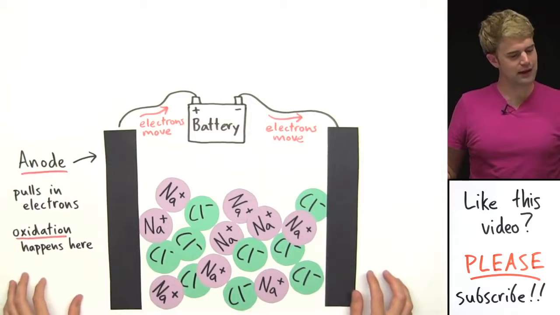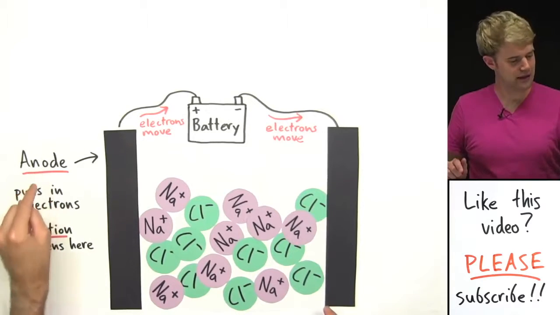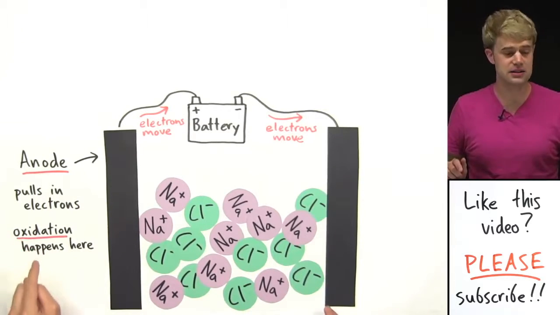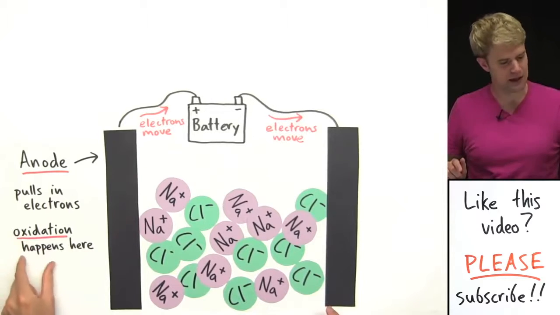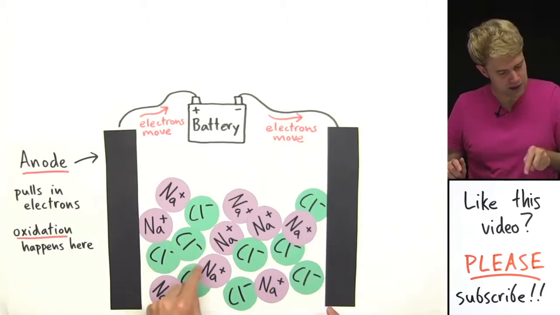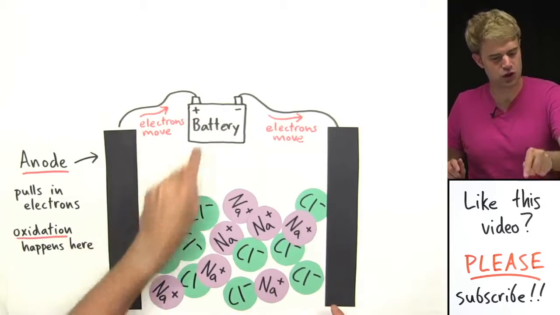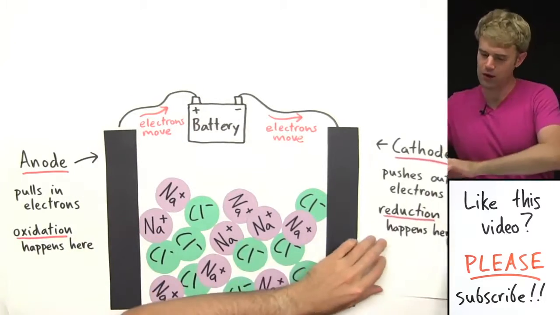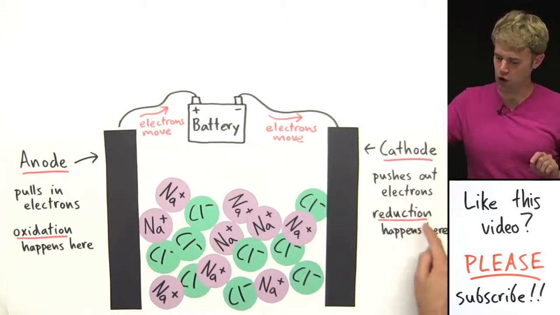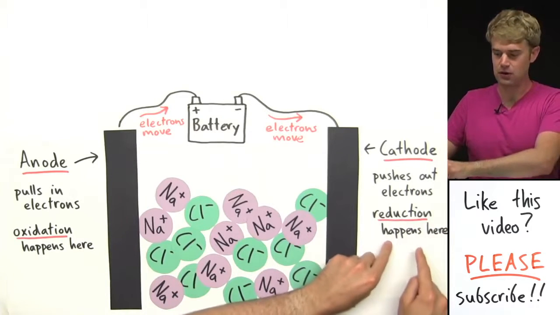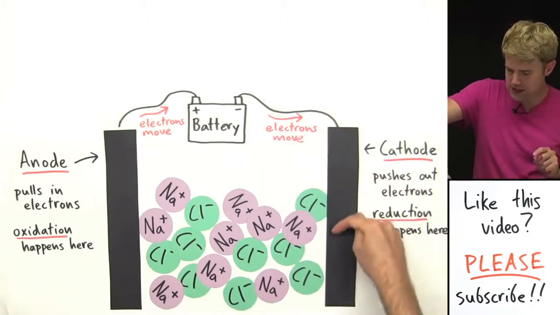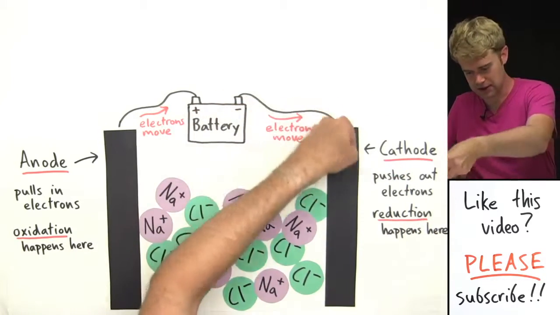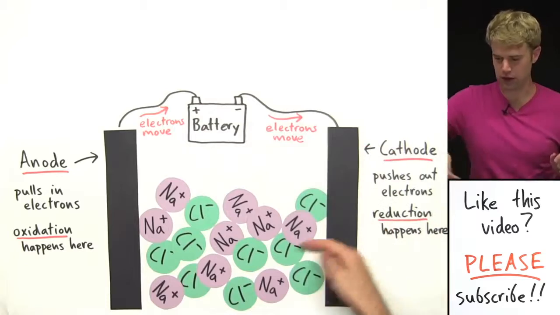The electrode over here we call the anode. The anode is the site of oxidation. Oxidation is happening in here because the anode is pulling in electrons, because this is the direction that the electrons move. Now over here, we have the cathode. Reduction happens at the cathode. The cathode pushes out electrons because this is the direction that electrons are moving from the battery.